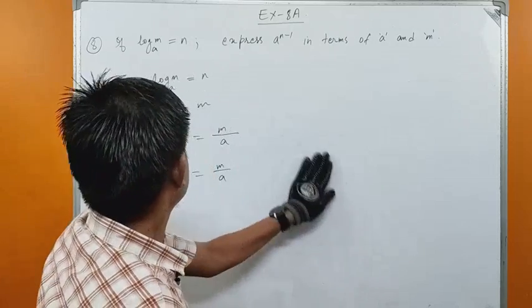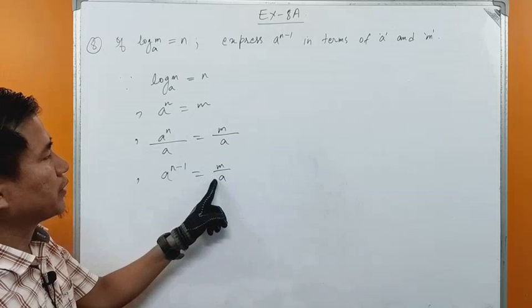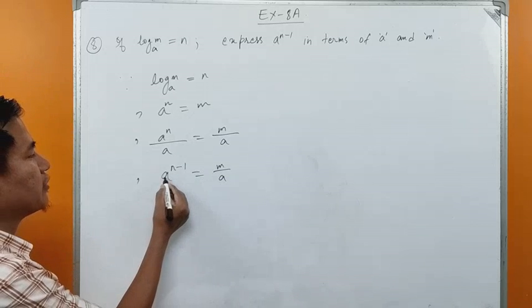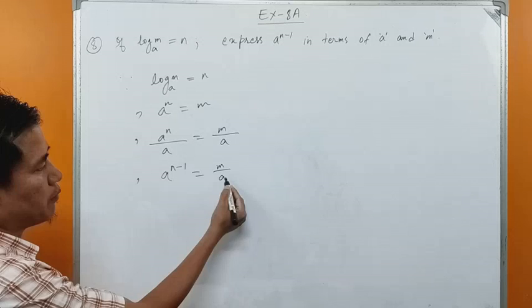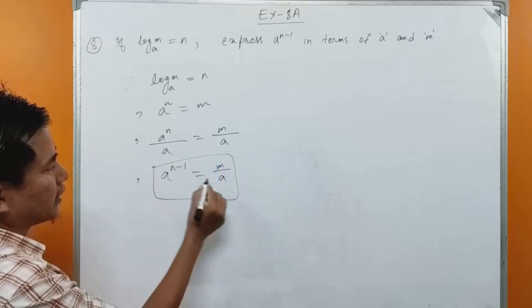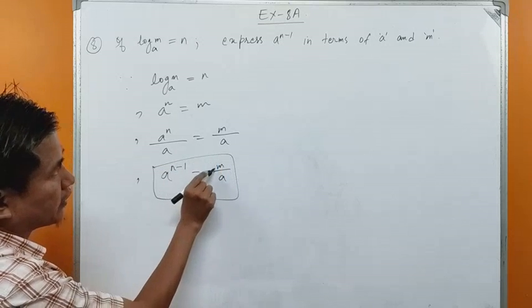I hope you got this. So a to the power n minus 1 is m upon a. We were asked to find the value of a to the power n minus 1 in terms of m and a, and this is the answer: m upon a.